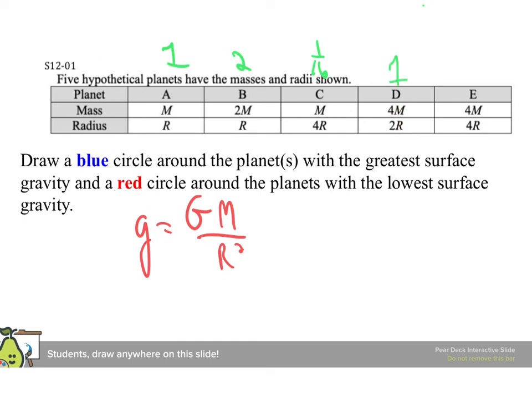And then in E, here we have 4 times the mass, but we have 4 times the radius and then squared, or 16, so 4 over 16 or 1/4 as much. So we can see that B is the largest and C is the least. And we can also see that A equals D.